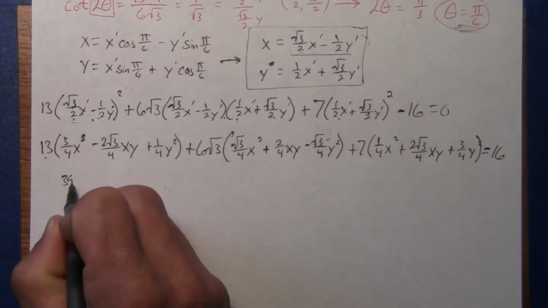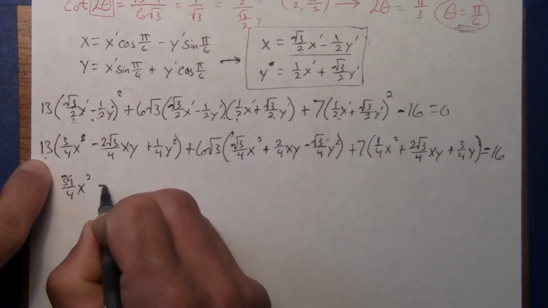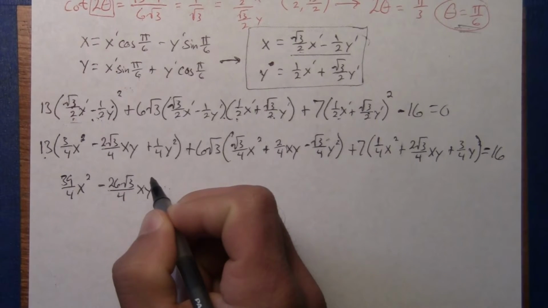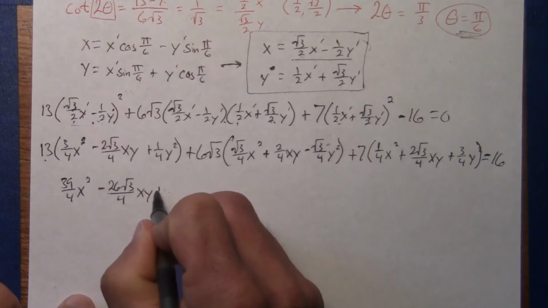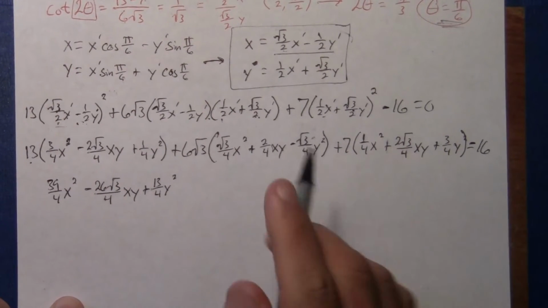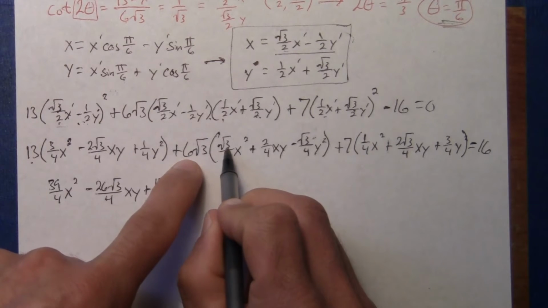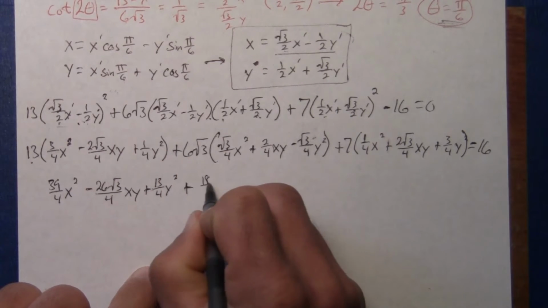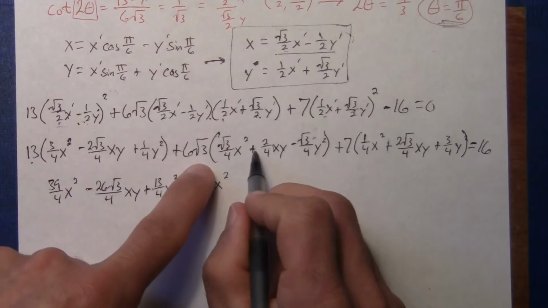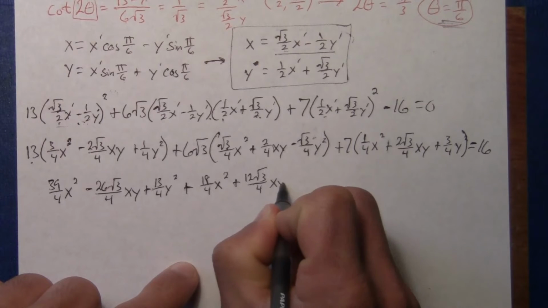So it's 39/4 x squared. It's going to give me negative 26 square roots of 3 over 4 xy. Again, I'm ignoring the simplifying. Plus 13 over 4 y squared. There's what I get if I distribute the 13 through. Now multiplying by 6 square roots of 3, that's going to give you 3 times 6, or 18. So plus 18/4. Again, I'll worry about simplifying later. Here, it's going to give me 12 square roots of 3. So positive 12 square roots of 3 over 4 xy.